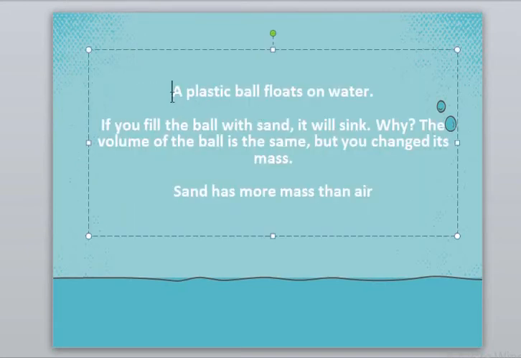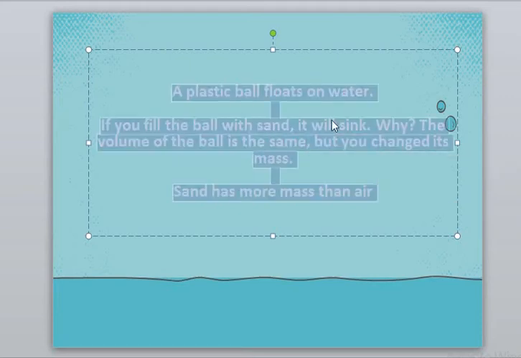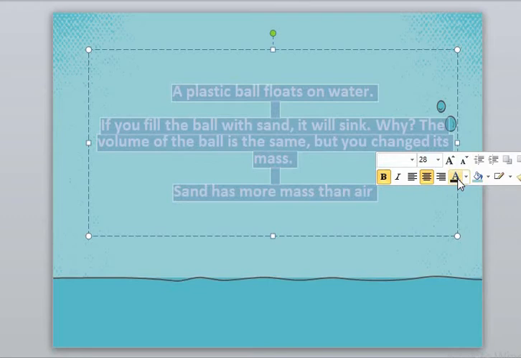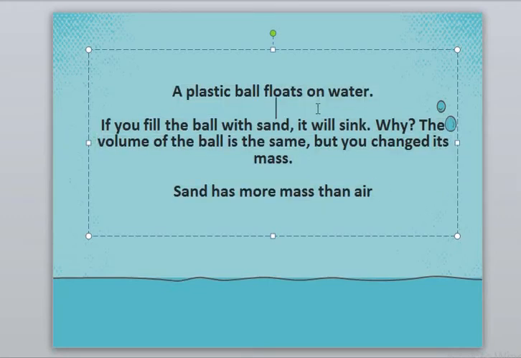Look at this example: an empty plastic ball. Will it sink or float? Think about it. Actually, it will float on the water. If you fill this bowl with sand, it will sink, right? So why does it float when it's empty, and why does it sink when it's filled with sand?